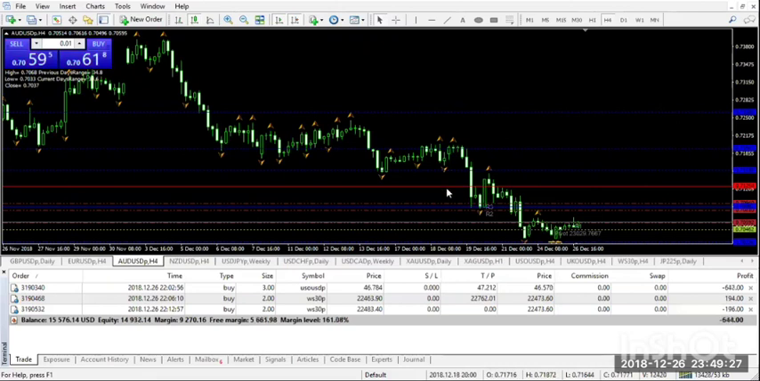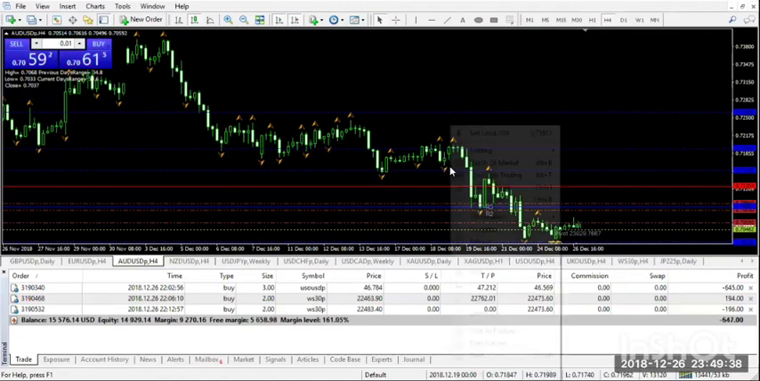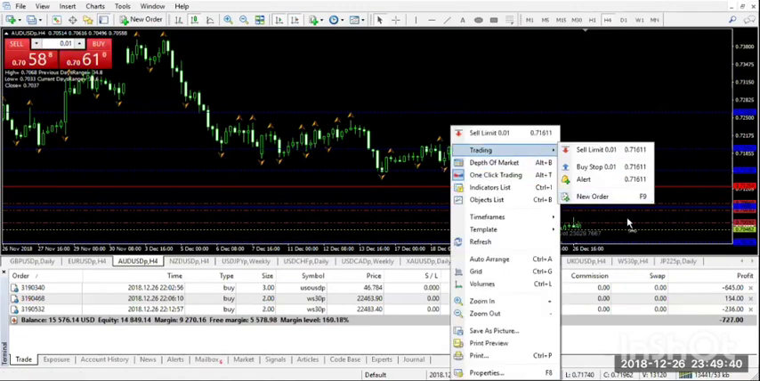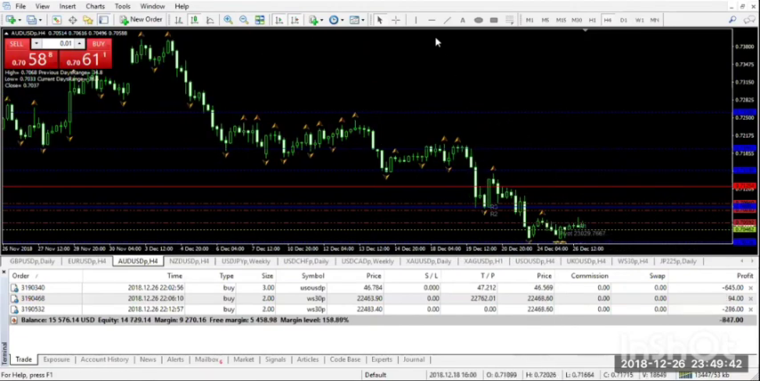Okay. So another question. And what about sell stop? When the price reaches it, is it going to retrace or keep on selling?